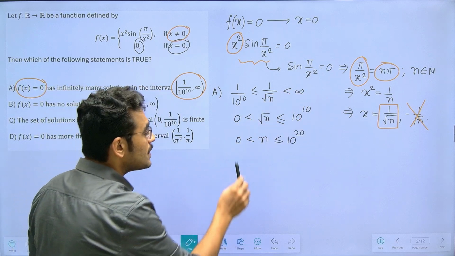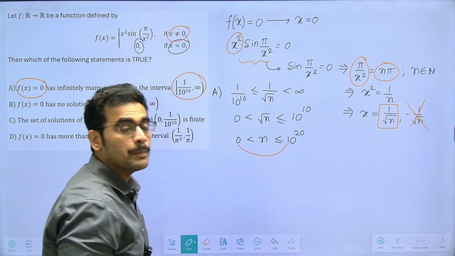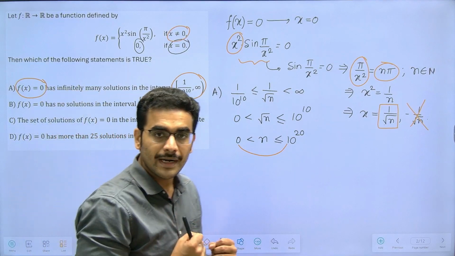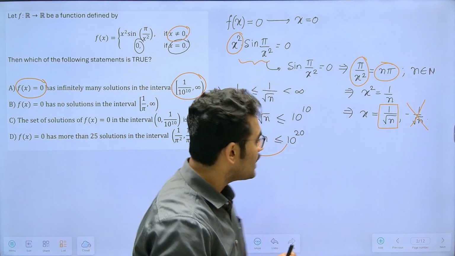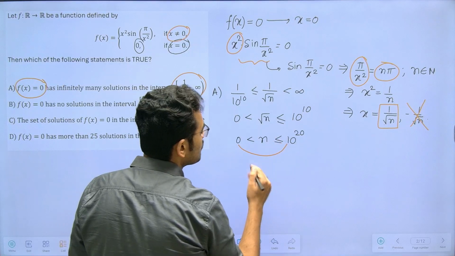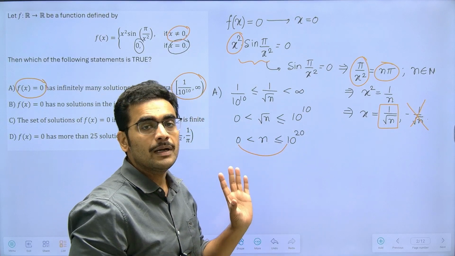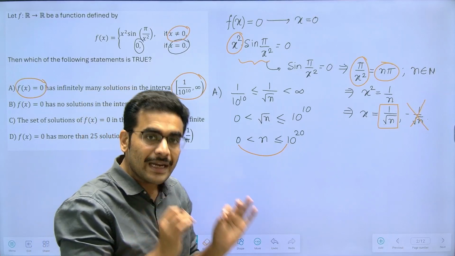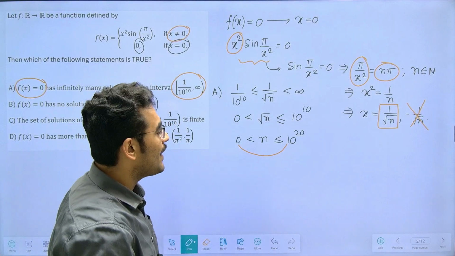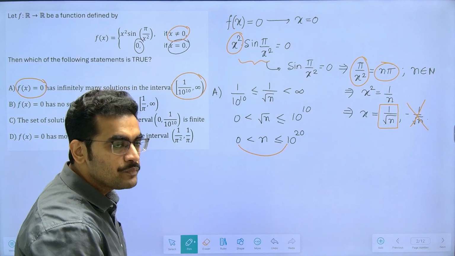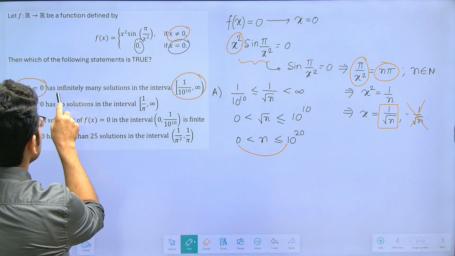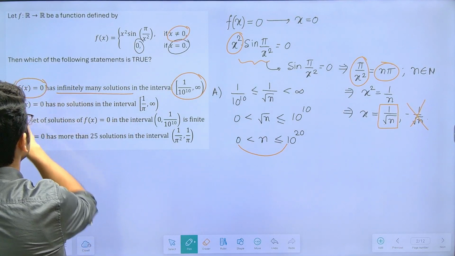So n is lying between 0 and 10²⁰ and it is a natural number. How many natural numbers are there between 0 and 10²⁰? We can count: 1, 2, 3, 4, 5, up to 10²⁰. So that is a finite number of natural numbers, so a finite number of solutions will be there. Here it is saying infinitely many solutions, so this option is false.